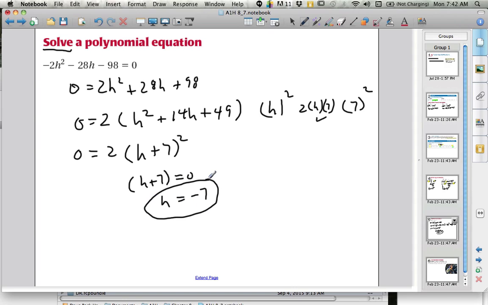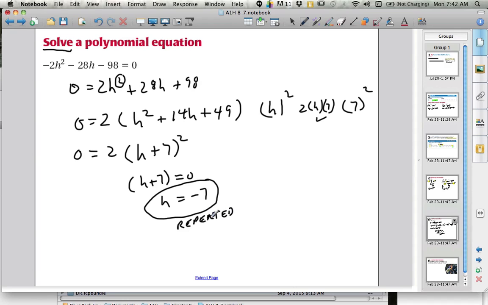And that's my solution. Now, polynomials always have as many solutions as the degree, so I know this has 2 solutions. But remember, the factors were both the same. The factors are both h plus 7. So the solution is -7, and this is a repeated solution. So -7 is a solution 2 times.